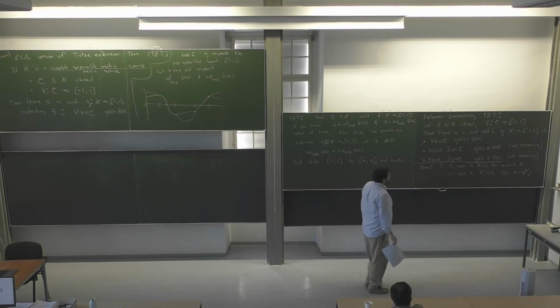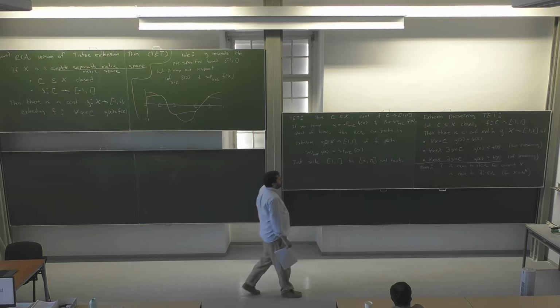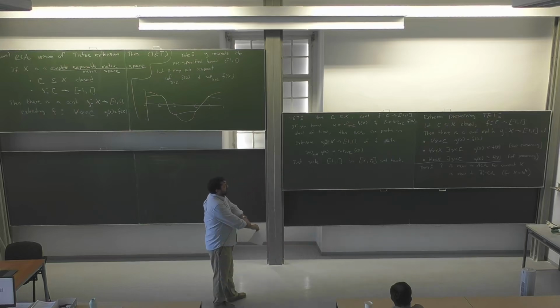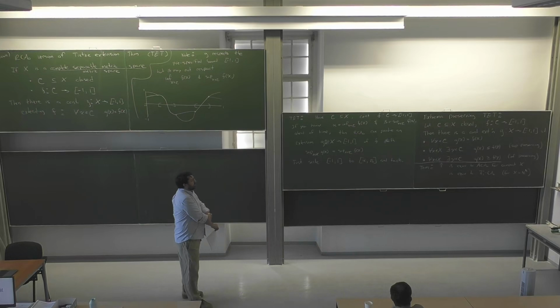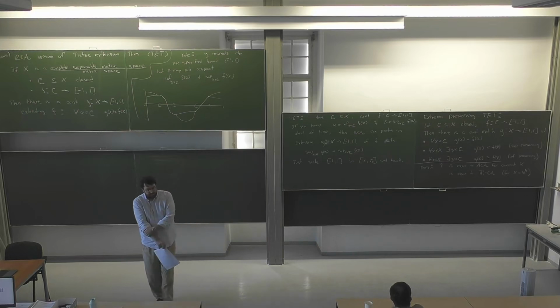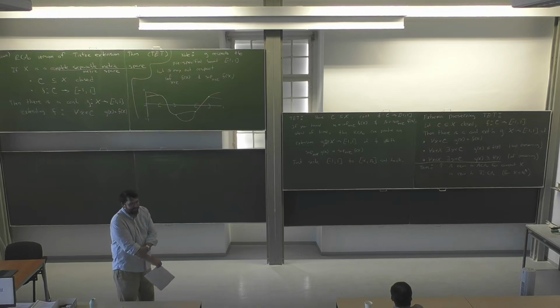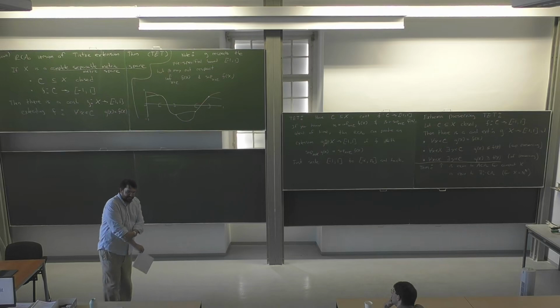Let's see. If C is compact, yeah, you can find the inference loop in ACA naught at least. Yeah. Well, I'm going to show you a reversal to ACA naught, and then you can.